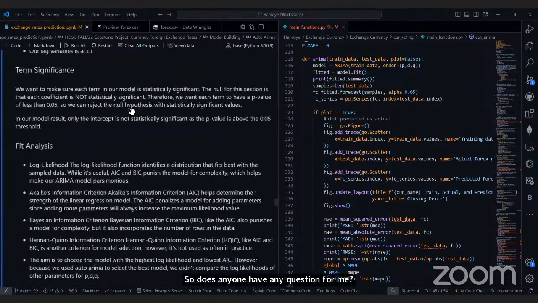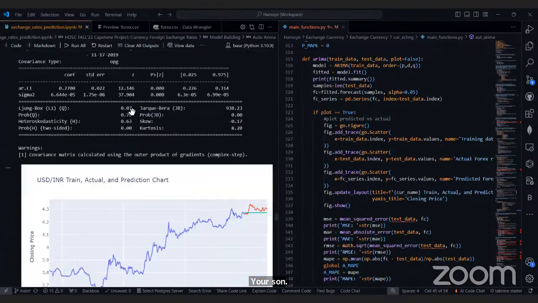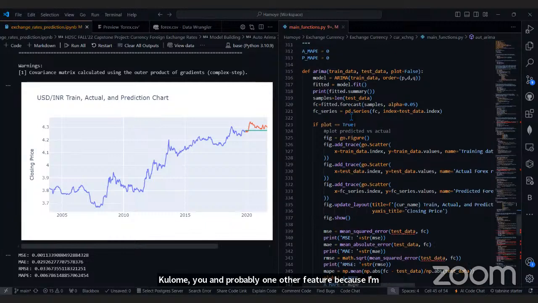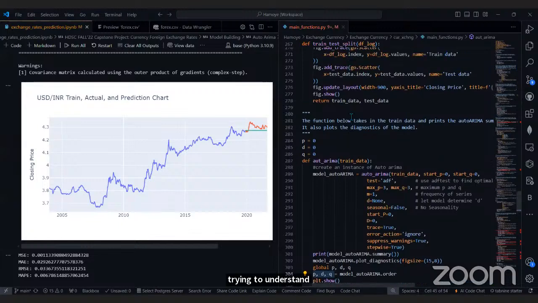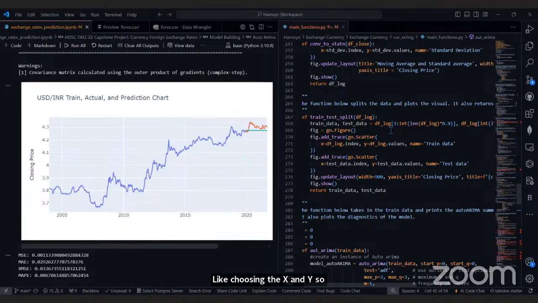Yes, sir, I can hear you. I understand that the close is the target variable. I want to understand if you used the rest of the columns as the features, or you selected the date column alone and probably one other feature, because I'm trying to understand how you did the splitting, like choosing the X and Y. So I'm kind of lost in between.